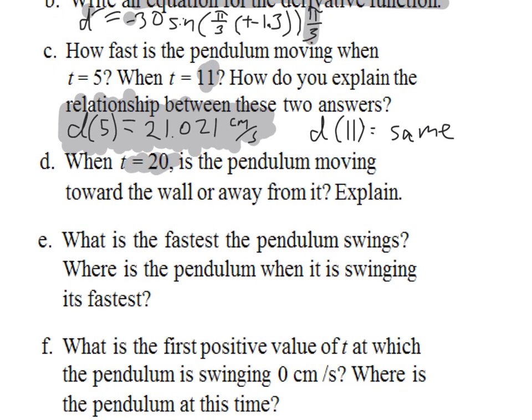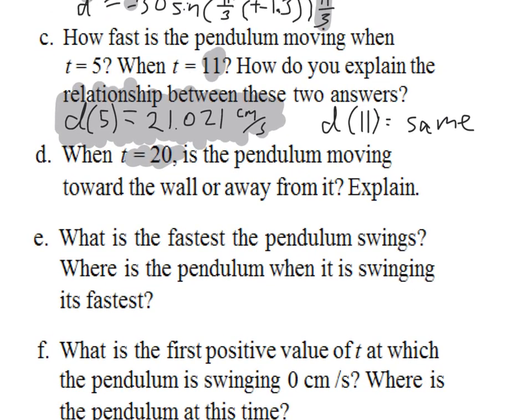So d represents the distance. Now I already plugged in what happens when you have 20 and you end up with an answer which is negative 21.0221 centimeters per second, but it doesn't matter. Because when you have a negative, that means that your distance is decreasing. You're going towards the wall.